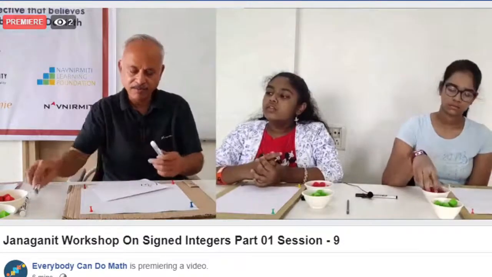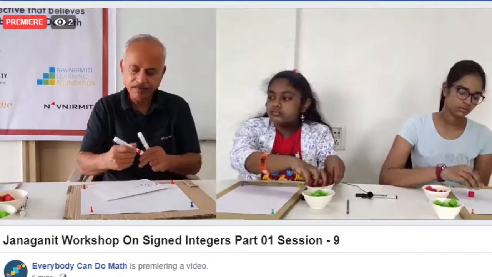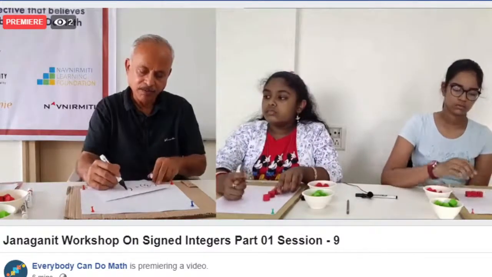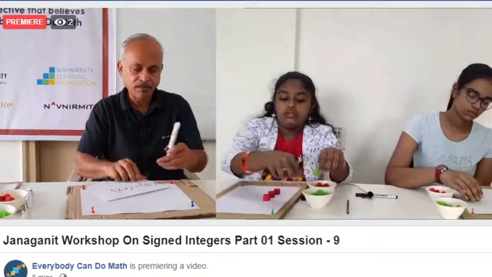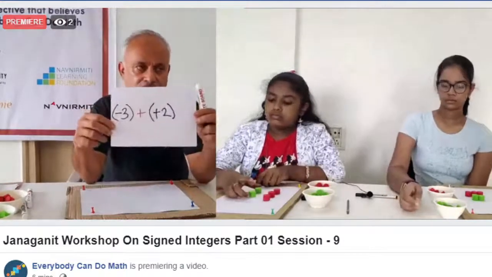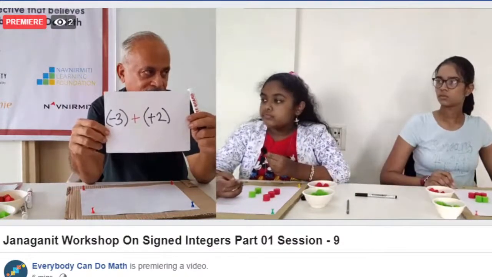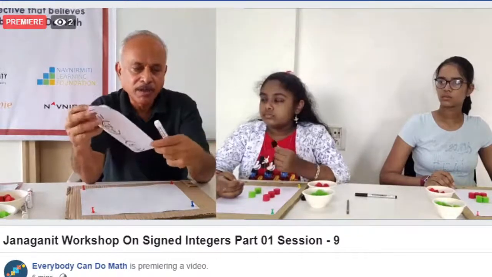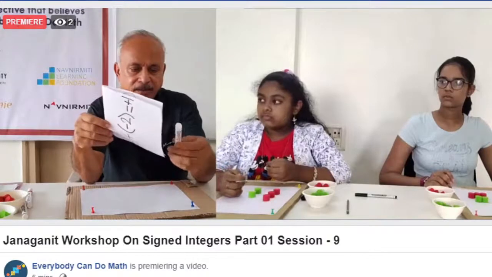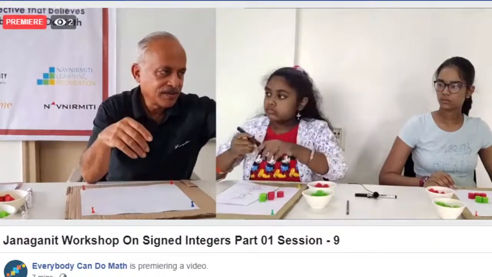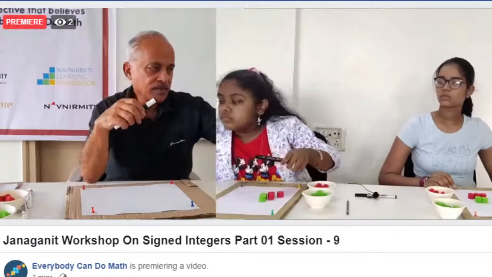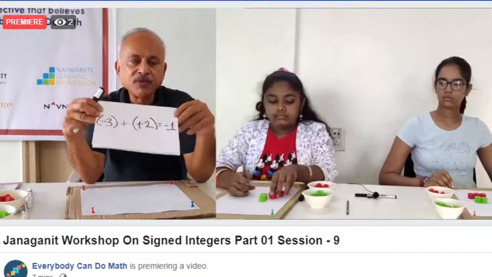Negative 3 plus positive 2. Gyan Jyoti? Negative 1. Right? So I give you a marker and write the answer. Okay. Negative 1. Negative 3 plus positive 2 is negative 1.